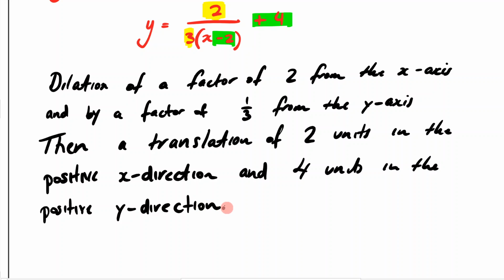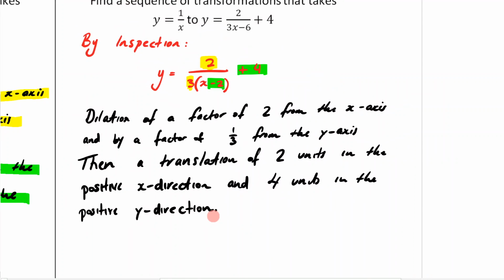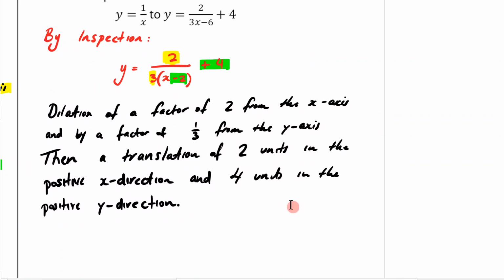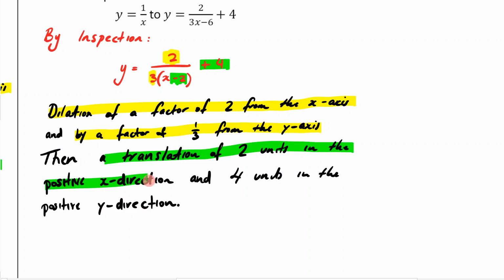Okay, there we go. All right, so as you can see there, the way I approached this was I began by reading off my dilations, dilation of a factor of 2 from the x-axis, and by a factor of 1/3 from the y-axis. Then I looked for reflections, there were none, so then I looked for translations. There was a translation here, a translation of 2 units in the positive x direction, then I had a plus 4, and 4 units in the positive y direction. Perfect, and we're done.